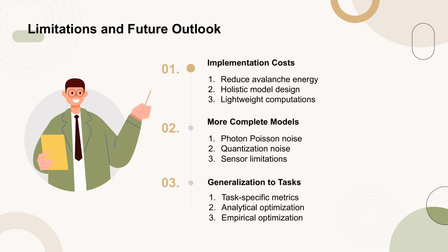The paper focuses on reducing energy consumption due to avalanches, but acknowledges the need for a holistic model that includes computational and readout energy. The computations in the model are designed to be lightweight, leveraging recent advancements in computational SPD imagers. The current noise model only accounts for photon Poisson noise and quantization noise, and future work should expand this to include practical sensor limitations. To generalize the approaches to various vision tasks, task-specific quality metrics need to be defined for optimization, as demonstrated with the image reconstruction task using the MSE metric.